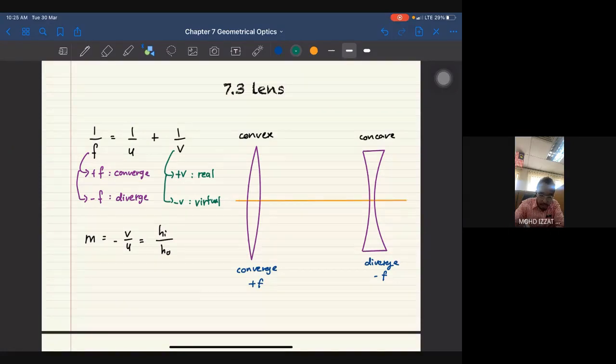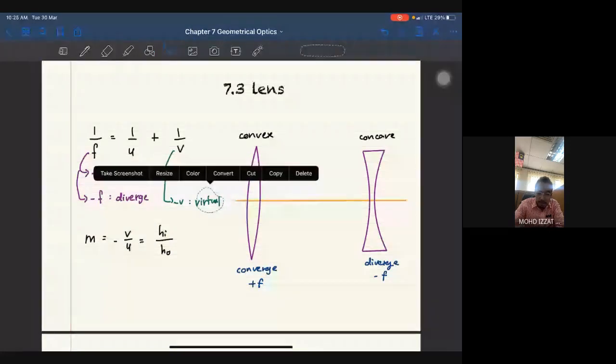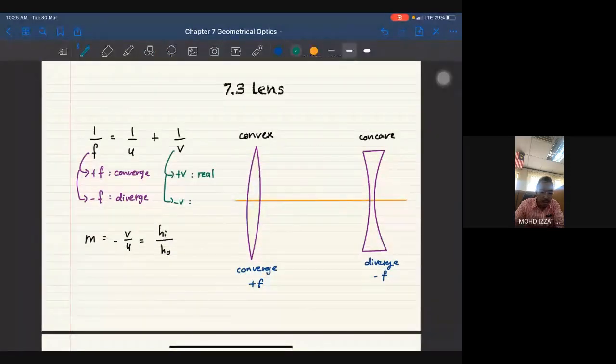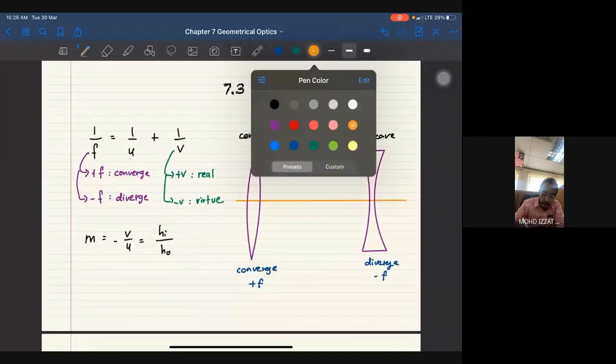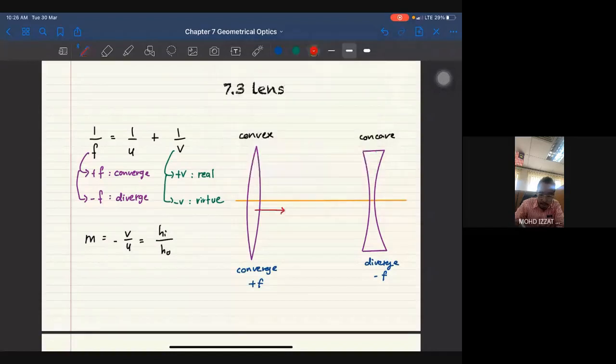Contohnya, example for concave mirror, that one is converging, so positive F. But here you can see that it is actually negative F. So that's the difference. And then the position of real and virtual is actually opposite to the mirror as well. So you will expect for this part, behind the lens is a positive V. In front here is a negative V. So same case with this one. In front here is negative V, and behind the lens is actually your positive V. So please be careful with that.